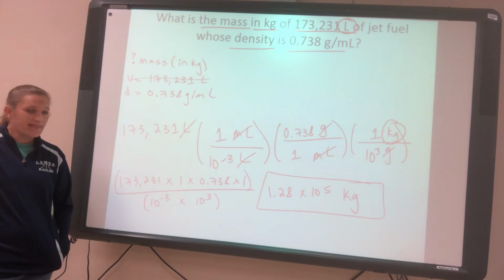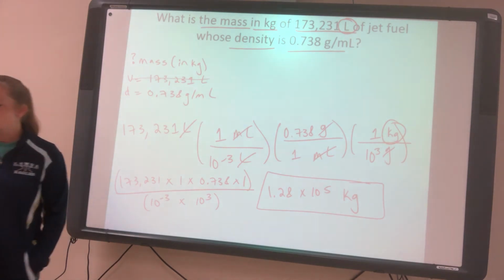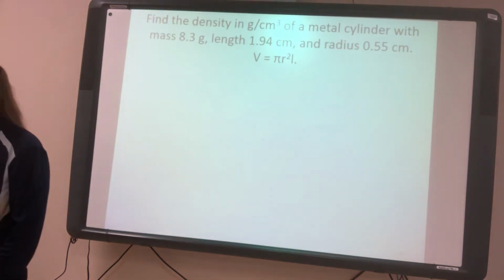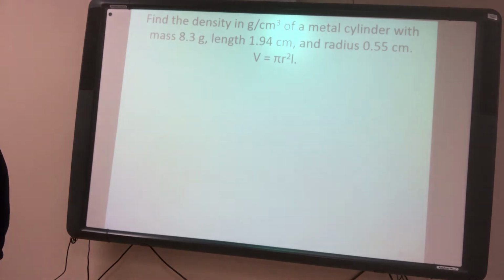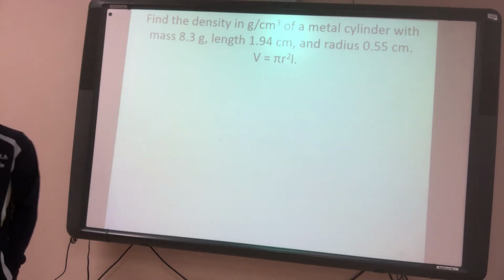All right, last problem, our last one for this chapter. This says: find the density in grams per centimeters cubed of a metal cylinder with mass of 8.3 grams, length 1.94 centimeters, and radius 0.55 centimeters. The volume is equal to pi r squared L.